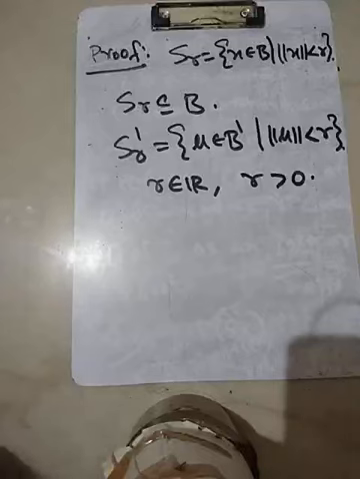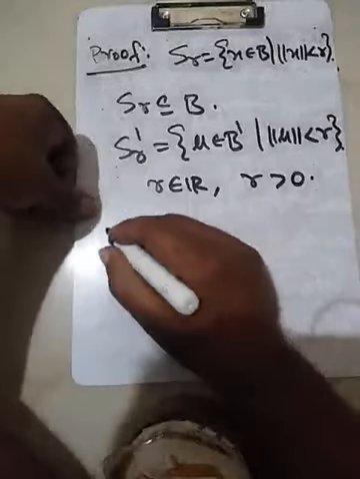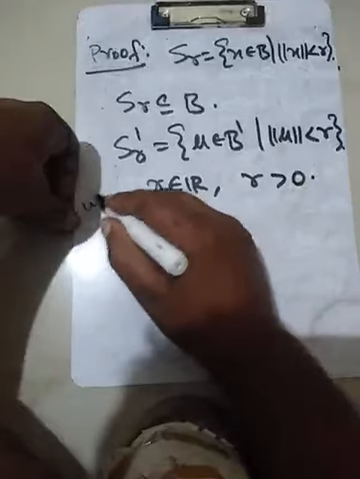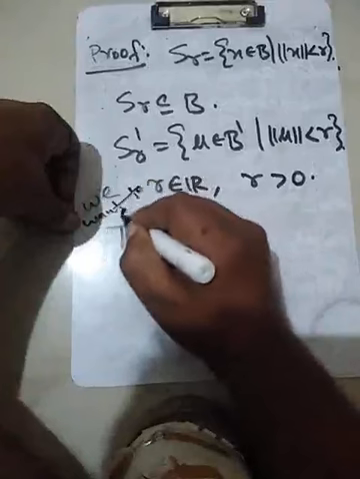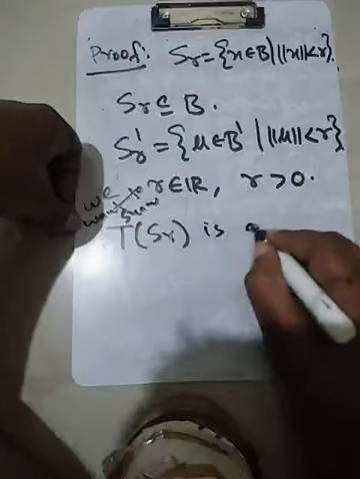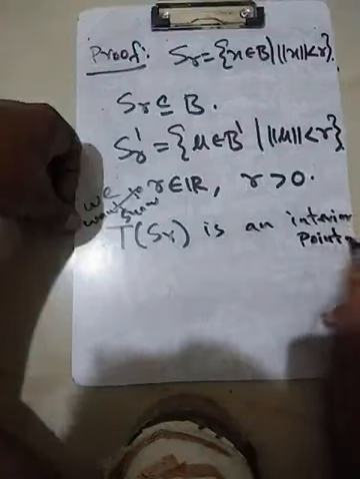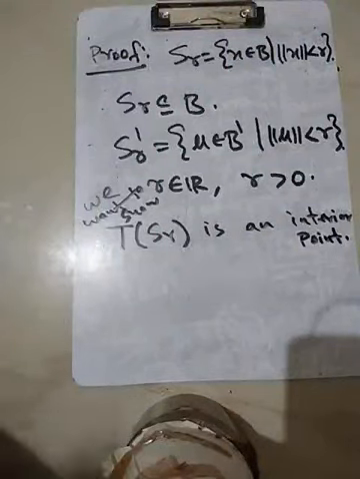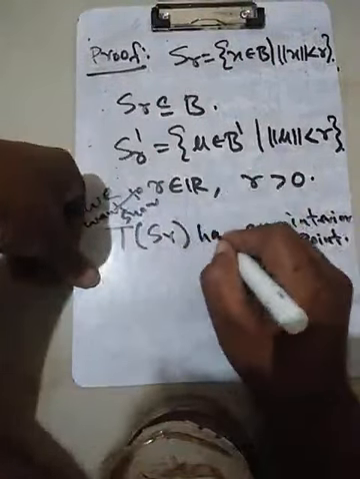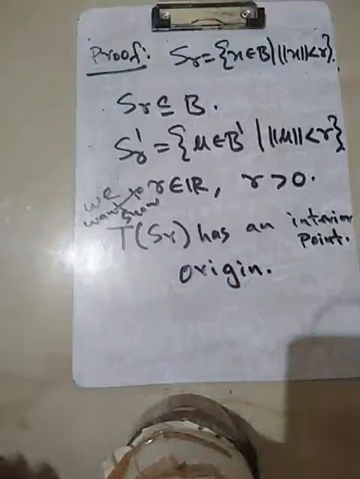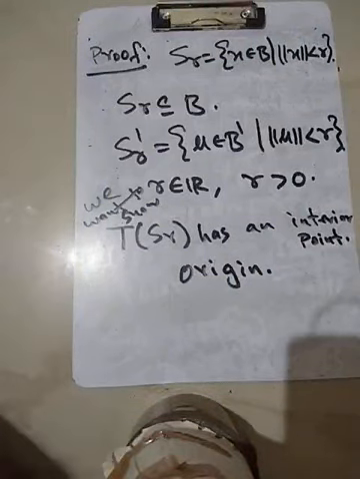So we are looking at T of SR. The claim is that, for any real R, what we want to show is that the origin is an interior point of T of SR.